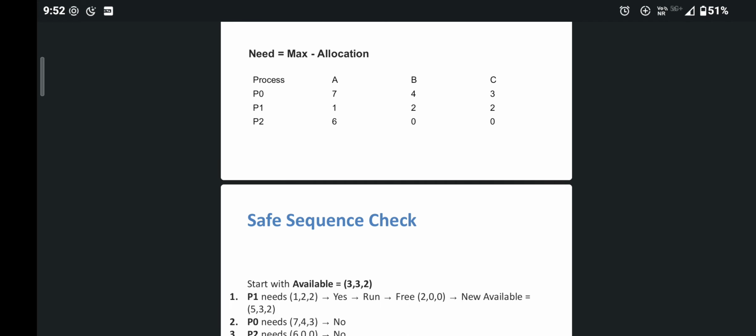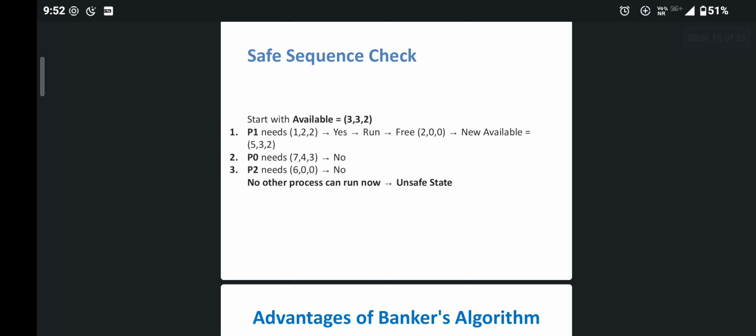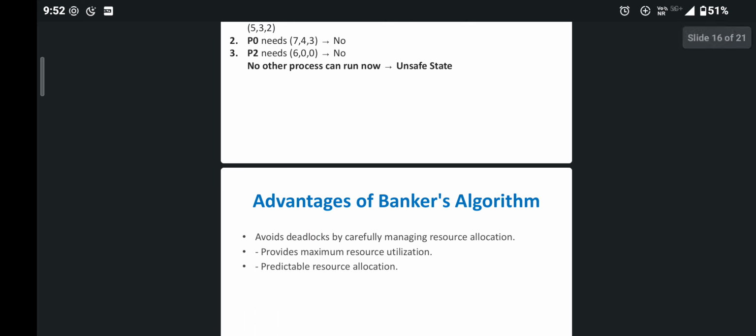Safe sequence check. How will we do the safe sequence check? If a process runs completely and then the next process starts running, then it is called a safe sequence check. And it must fit within the available margin. Like P1 needs 1,2,2 and it's under the margin 3,3,2, and P0 needs 7,4,3 that is not under the margin, and 6,0,0 is also not in the range. So these are unsafe, and P1 is safe only.